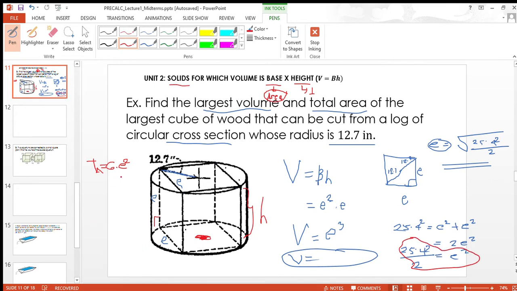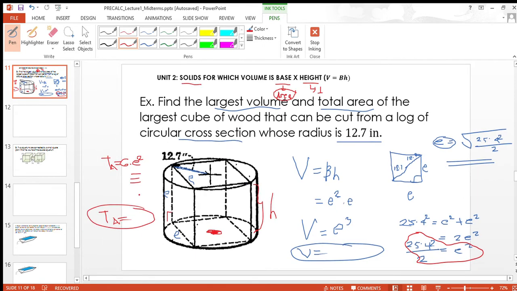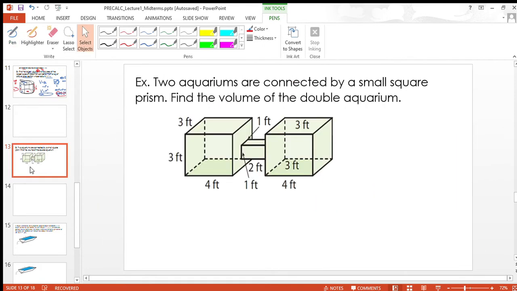Then just substitute E squared in this formula. Then you get the total area. So let's proceed now with the next problem. Two aquariums are connected by a small square prism. Find the volume of the double aquarium.